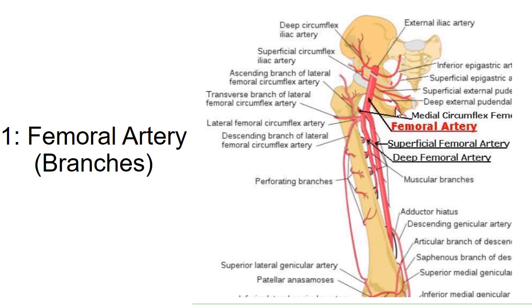The first deep branch which arises from the femoral artery is deep external pudendal artery. This one is deep external pudendal artery. It supplies external genital organs. Then comes profunda femoris artery, which is also known as deep femoral artery. This is profunda femoris artery, main branch of the femoral artery. In addition to these branches, femoral artery also gives muscular branches to muscles of the thigh.